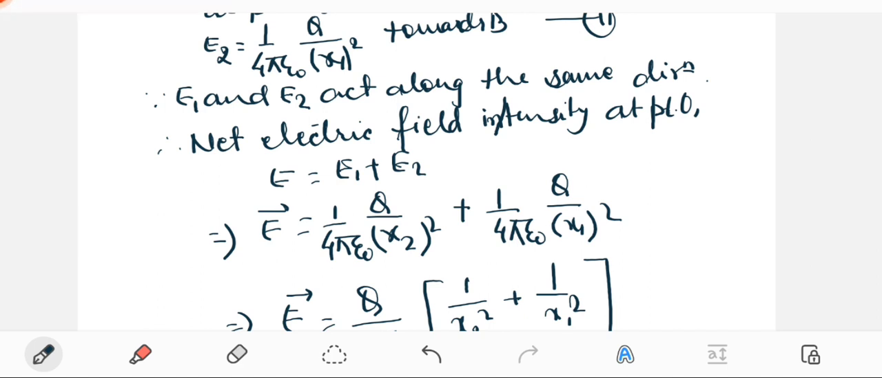Now these are a few questions, students, from the first part of the first chapter, that is electric charges and fields, of class 12. These are the ways you can write your answers efficiently in the board exam, so that you can get good marks.